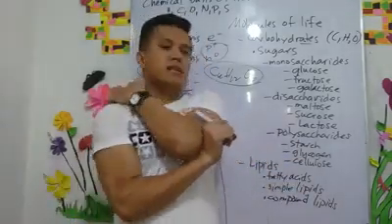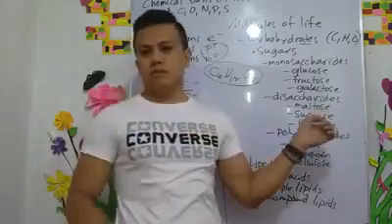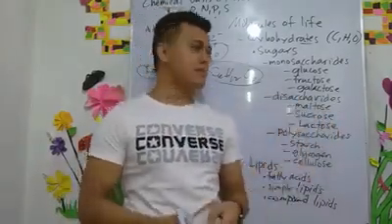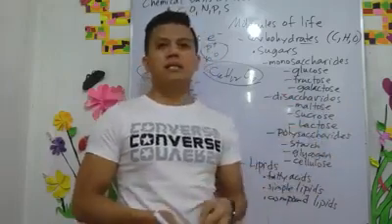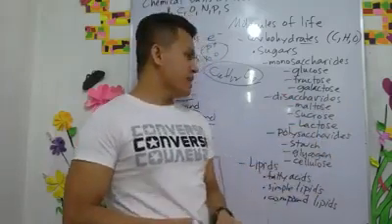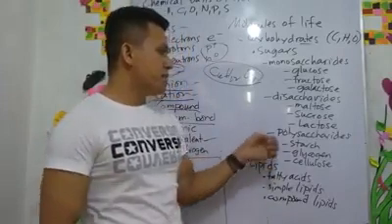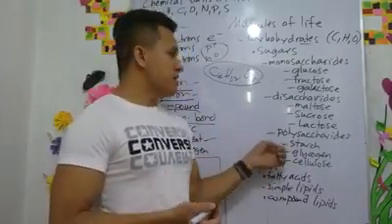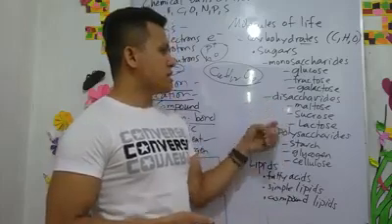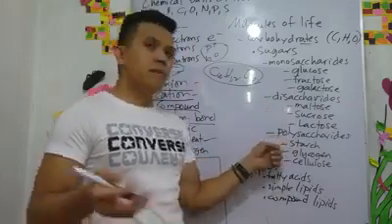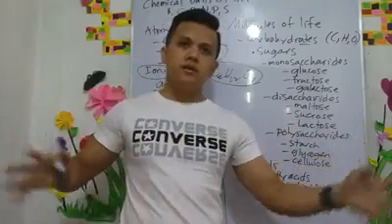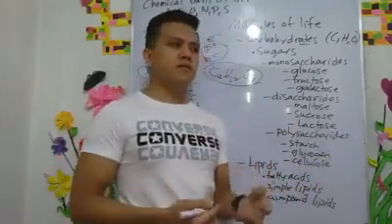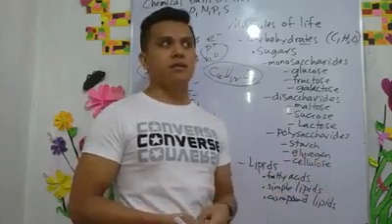Next one, we have lactose, galactose, and glucose. This is a combination of two molecules, glucose and galactose, and this is present in milk sugar. And then we have polysaccharides, which are very complex combinations of monosaccharides or disaccharides. Starch is a long chain of glucose, and this is the storage of sugars by plants.